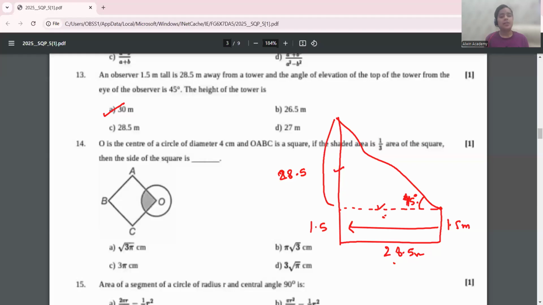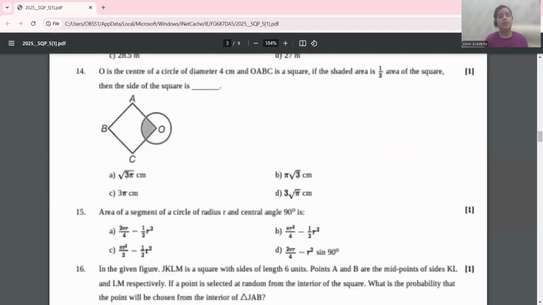Going to the next question, O is the center of a circle of diameter 4 centimeter, which means that the radius is 2 centimeter, and OABC is a square. If the shaded area is 1/3 area of the square. So the shaded area is essentially the area of a sector, which is actually 1/4 currently because it is a quadrant or 90-degree sector. So we have 1 by 4 pi r square. So 2 times 2, 2 square is 4. This would mean pi.